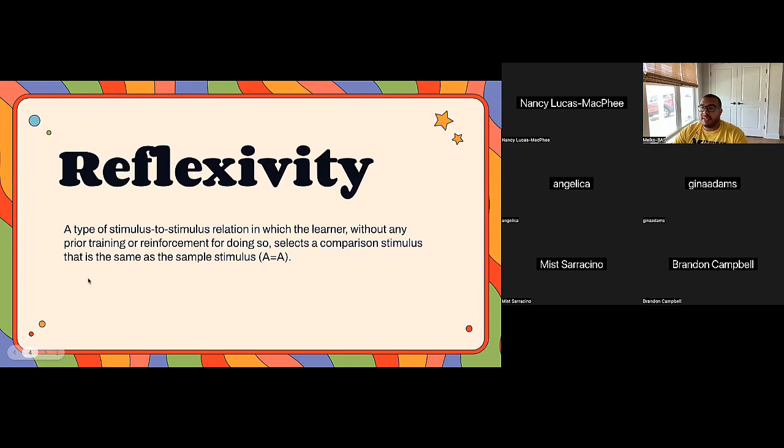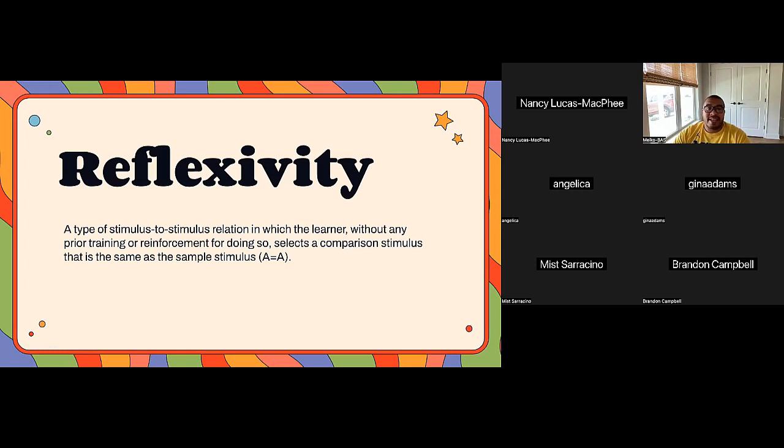So what reflexivity is, this is the textbook definition. So this is word for word. It's a direct quote from the Cooper book. So I promise you, I copied it directly out of the Cooper book, so you can trust this. Reflexivity is a type of stimulus to stimulus relation in which the learner, without any prior training or reinforcement for doing so, it says that for all of them. So that's why I'm telling you, it needs to be without training or reinforcement. That's called derived. That's what derived means. Selects a comparison stimulus that is the same as the sample stimulus. So this is A equals A.